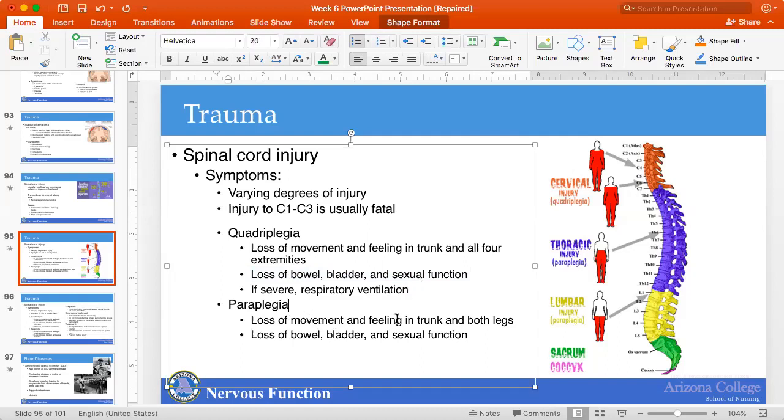Paraplegia, loss of movement, and even with this, there are some things that can be done. It's not like they couldn't engage in sexual activity. There just have to be some things that would have to change, or some things they would have to do in order to engage in it. Paraplegia would be loss of movement and feeling in the trunk and both legs. Loss of bowel, bladder, and then again, same thing. There would be a loss, but it may not be a complete spinal cord injury, so they could still have some function.